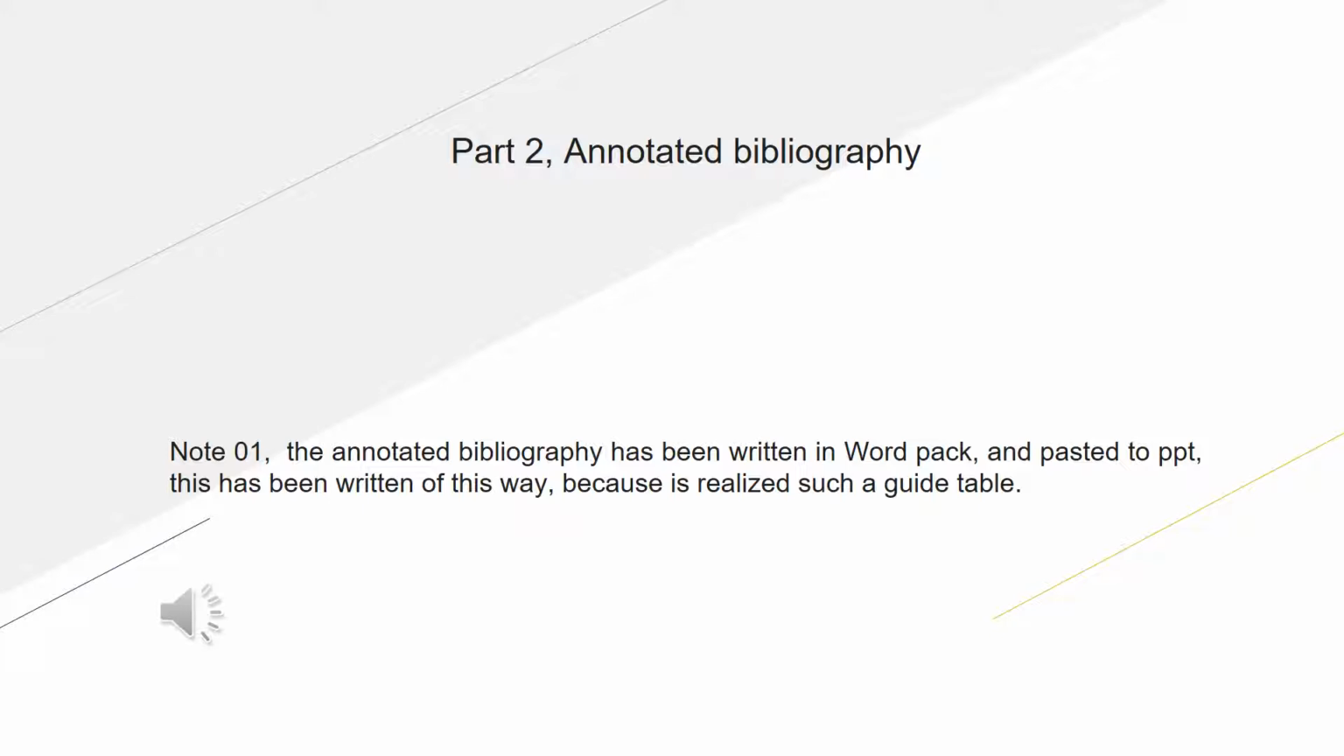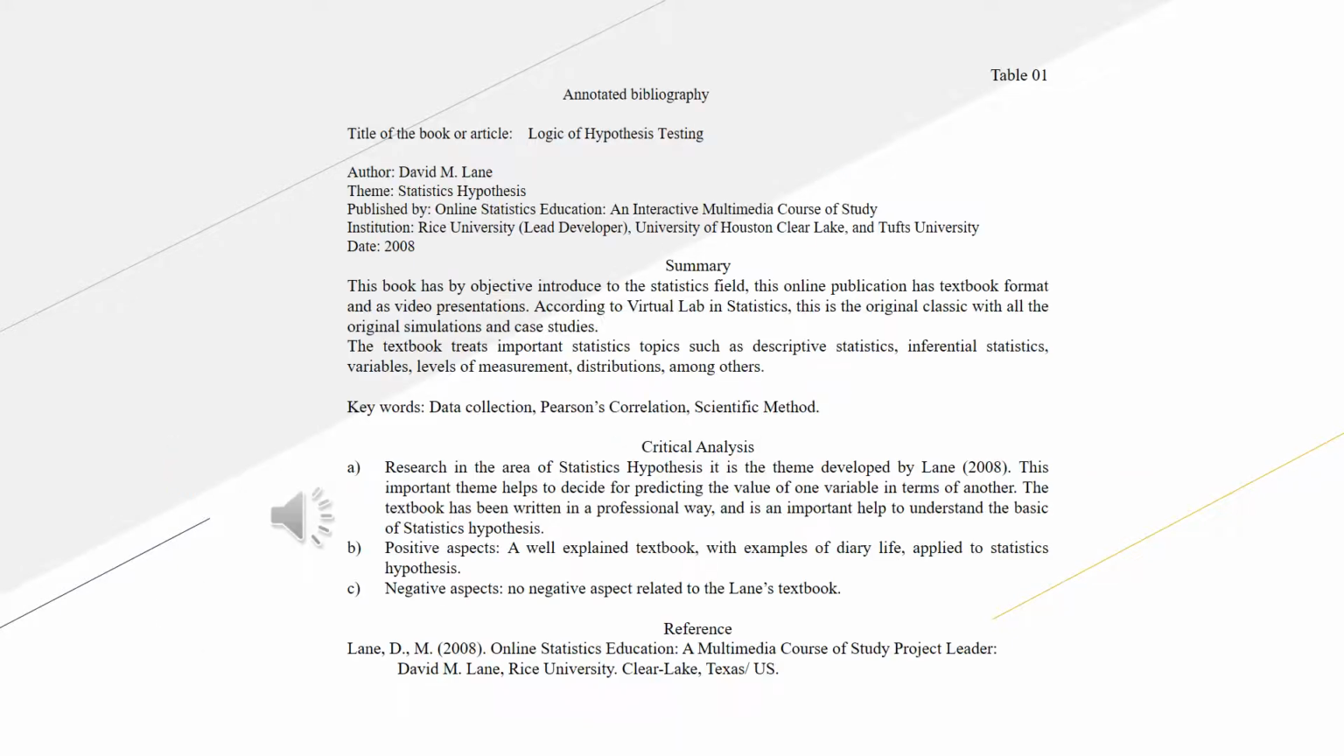Part 2, Annotated Bibliography. Note 01. The annotated bibliography has been written in Word and placed into PowerPoint. It has been written this way because it follows a guide table. The annotated bibliography has been made using a table for each article or book. The first one is Logical Hypothesis Testing. This is the title of the book. The author is David M. Lane.